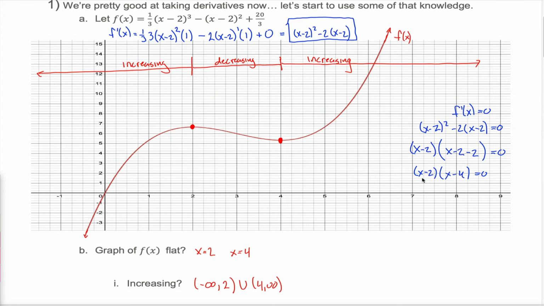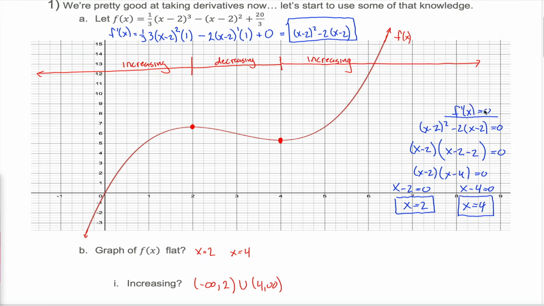Great thing about this equation is I have a product of things equaling 0. That can only happen when the first thing, the x - 2 equals 0, or the second thing, the x - 4 equals 0. So that can only happen when x equals 2 or if x equals 4. What did I just figure out here? I'm trying to figure out when f'(x) is 0. And I figured out that the solutions to that equation happen when x equals 2 and when x equals 4.